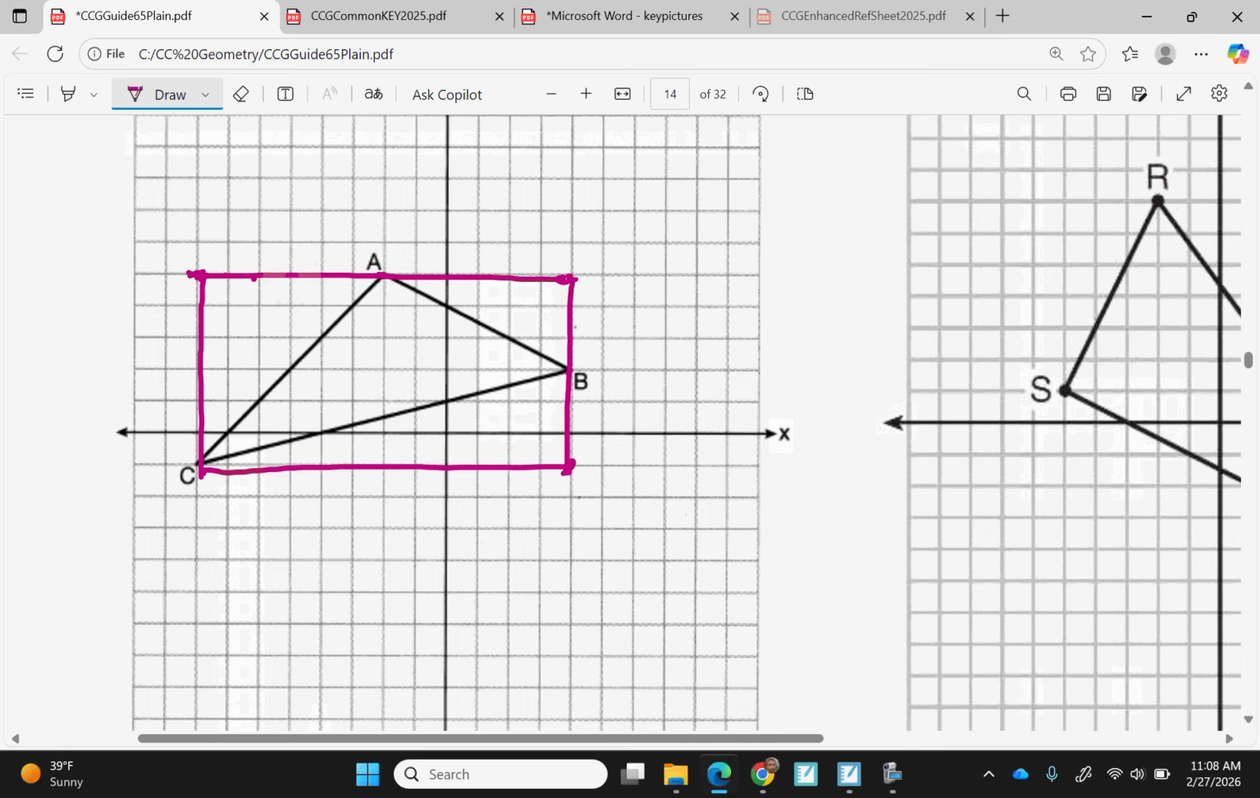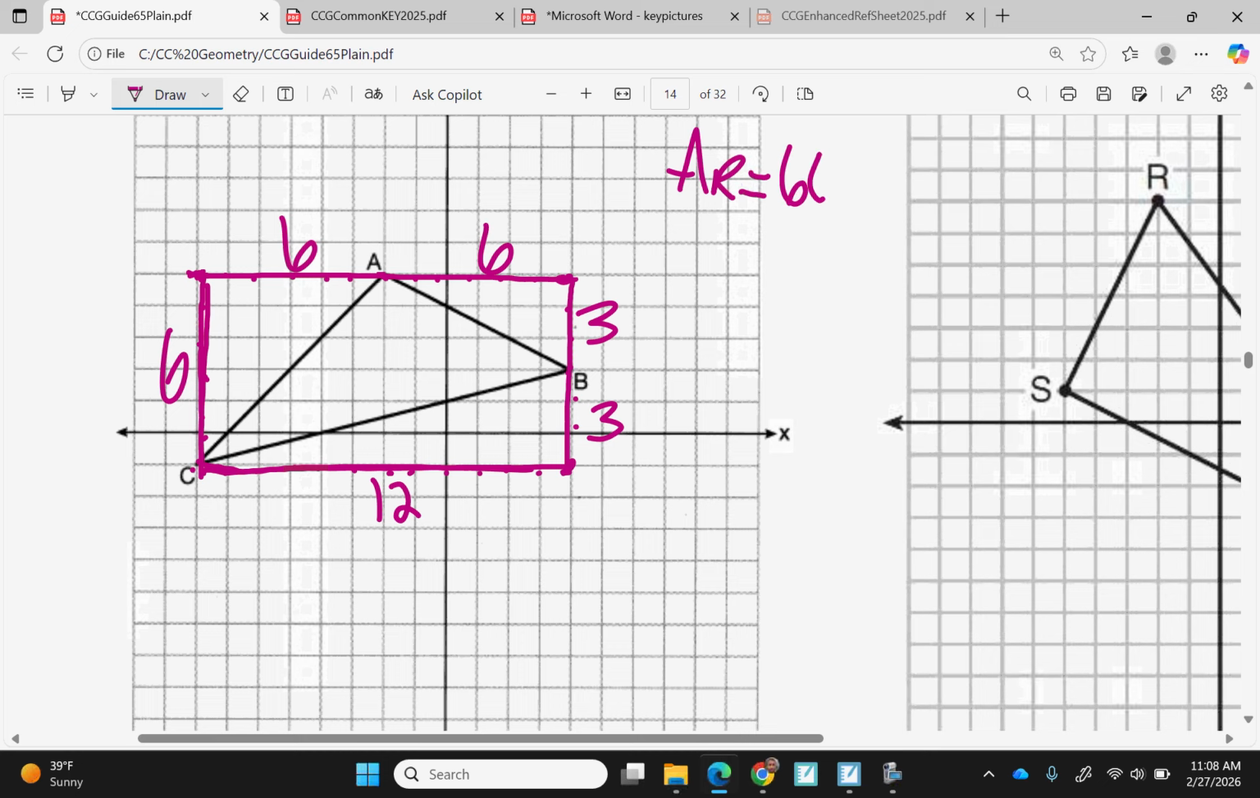1, 2, 3, 4, 5, 6. 1, 2, 3, 4, 5, 6. 1, 2, 3. 1, 2, 3. 1, 2, 3, 4, 5, 6, 7, 8, 9, 10, 11, 12. 1, 2, 3, 4, 5, 6. I find the area of the rectangle. Area of a rectangle is length times width. My length and width are 6 and 12.